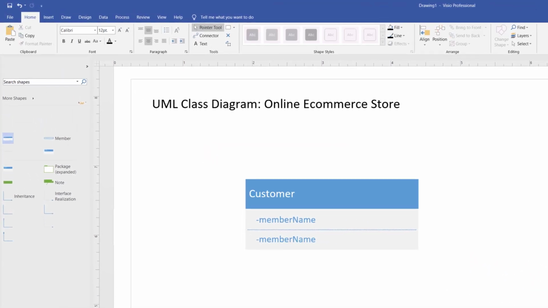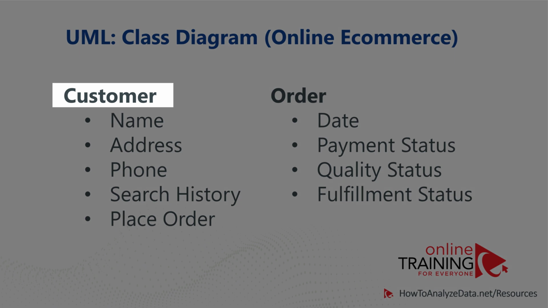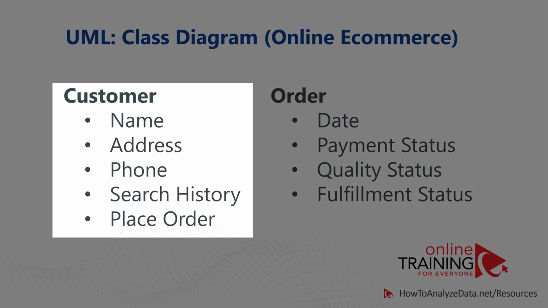In this video, we will be building a UML class diagram for an online e-commerce store. Let's look at the typical classes we might need for this type of diagram. There is a minimum of 2 classes we might need. The first one is customer. A customer typically has name, address, phone. We also would like to capture the search history of the customer, as well as allow the customer to place an order.